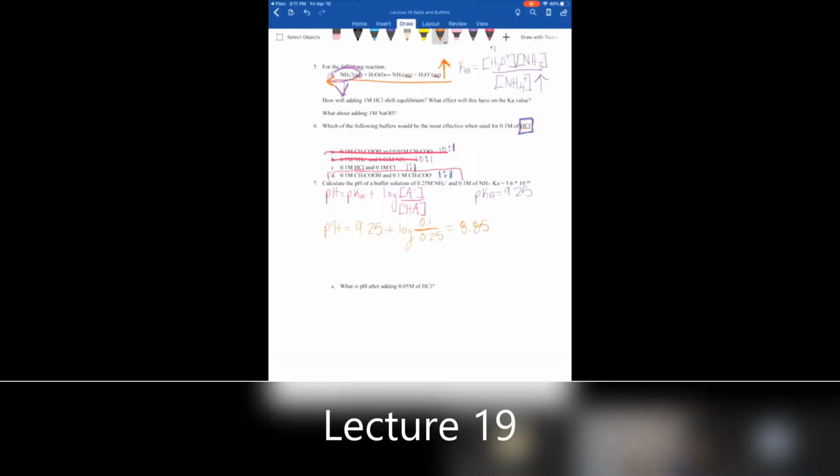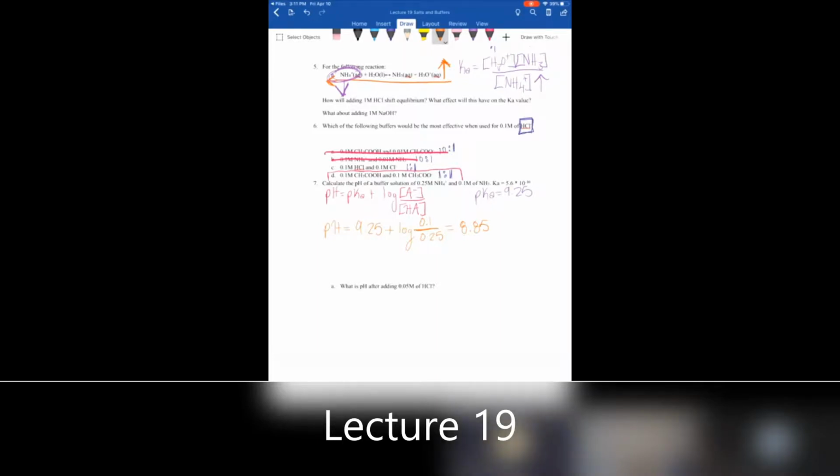Like if it was 0.25 NH3 and you got 8.8, that doesn't make sense, because that means your pH is lower when it should be higher because there's more base than acid. Whereas if it was an equal concentration, pKa equals pH. Okay. Yeah. So what's going to happen after you add 0.05 molar of HCl?